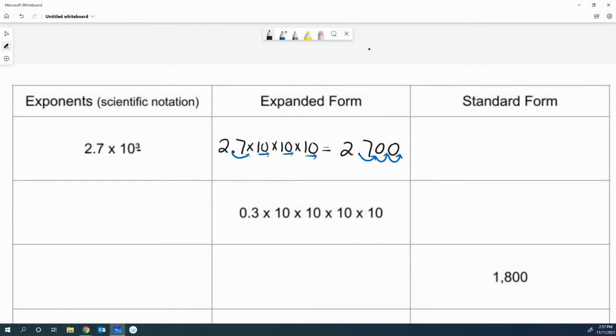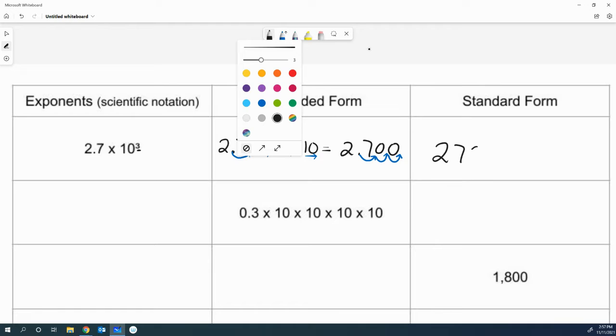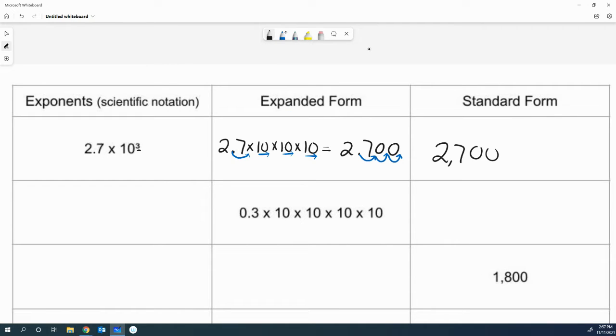So let's take a look at what our number became. I had a 2, 7. Now I've got 2 zeros after it. So if I multiply 2 and 7 tenths times 10 times 10 times 10, I get 2,700.